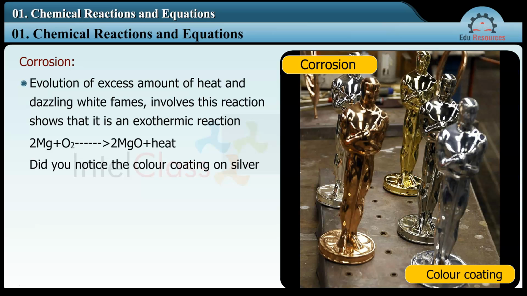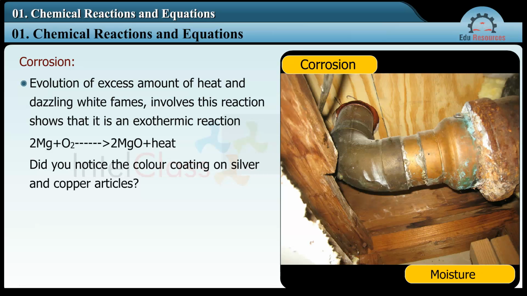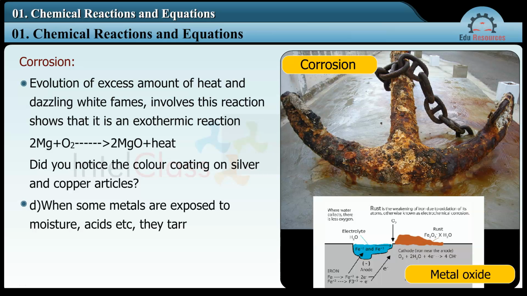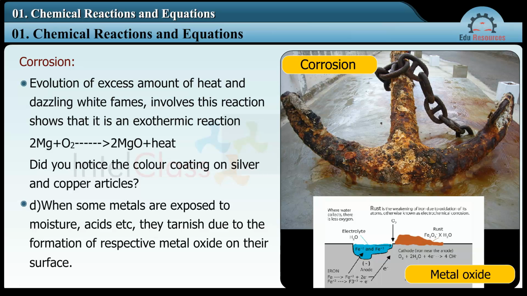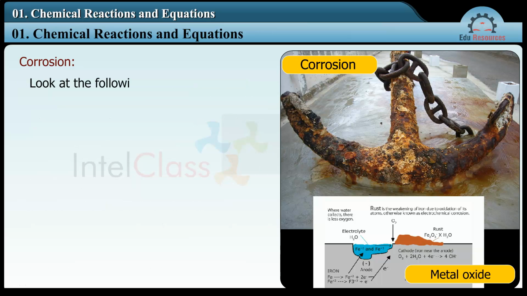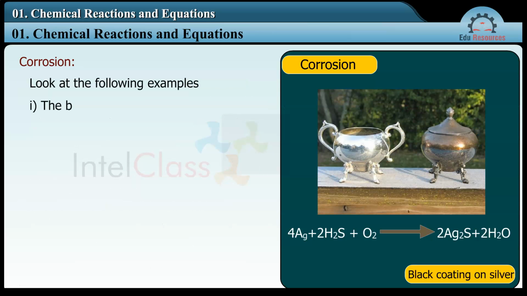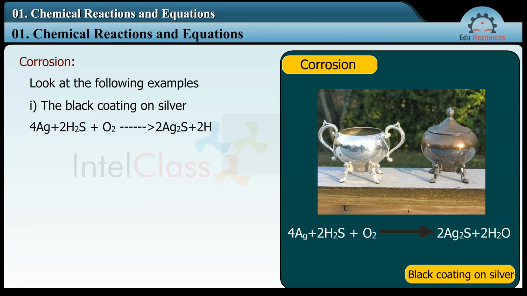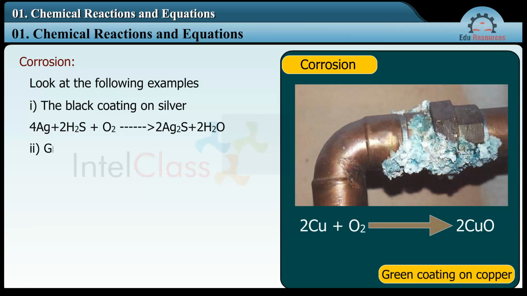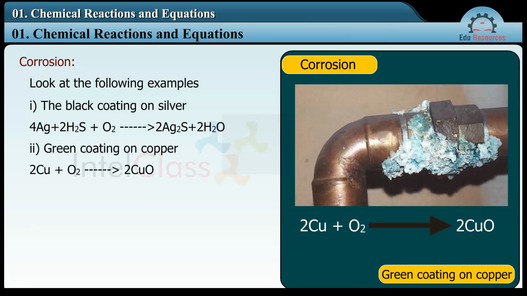Did you notice the colored coating on silver and copper articles? When some metals are exposed to moisture, acids, etc., they tarnish due to formation of the respective metal oxide on their surface. This process is called corrosion. Look at the following examples. The black coating on silver: 4Ag plus 2H2S plus O2 gives rise to 2Ag2S plus 2H2O. Green coating on copper: 2Cu plus O2 gives rise to 2CuO.